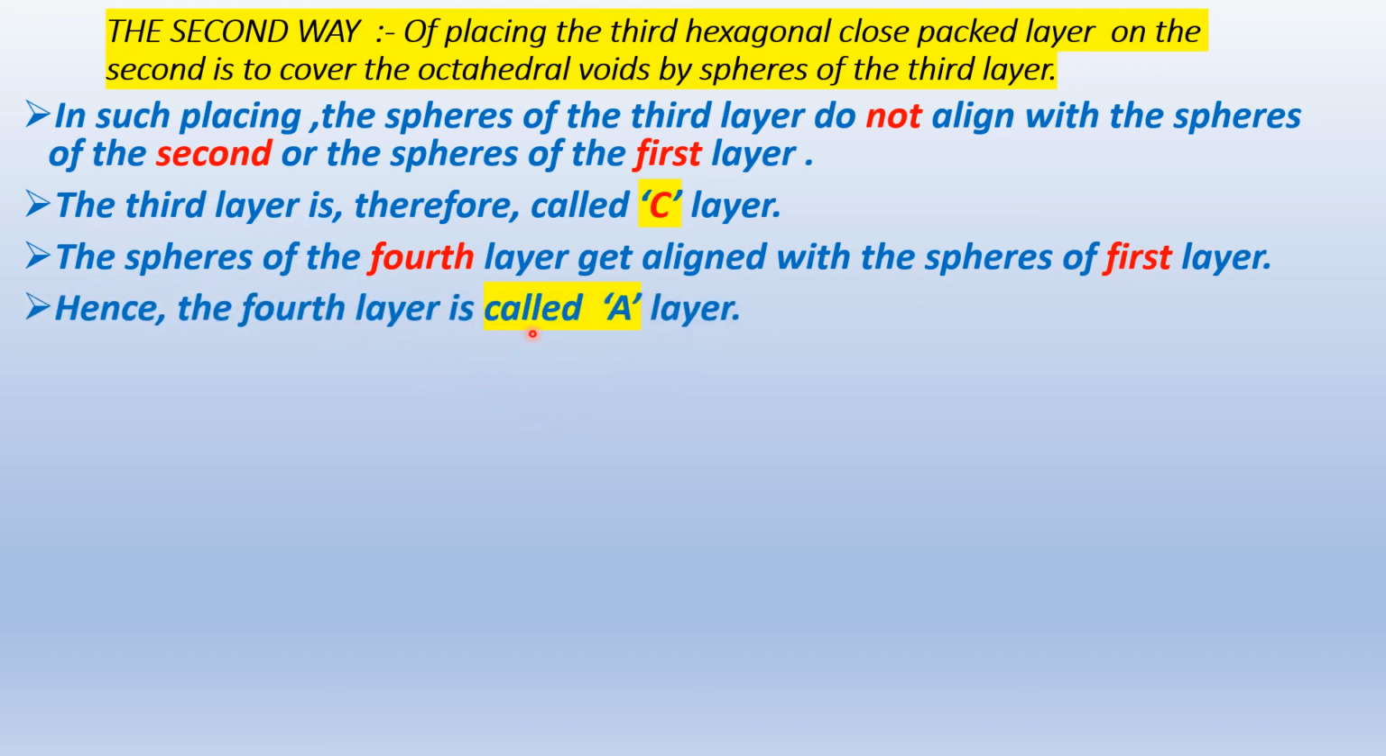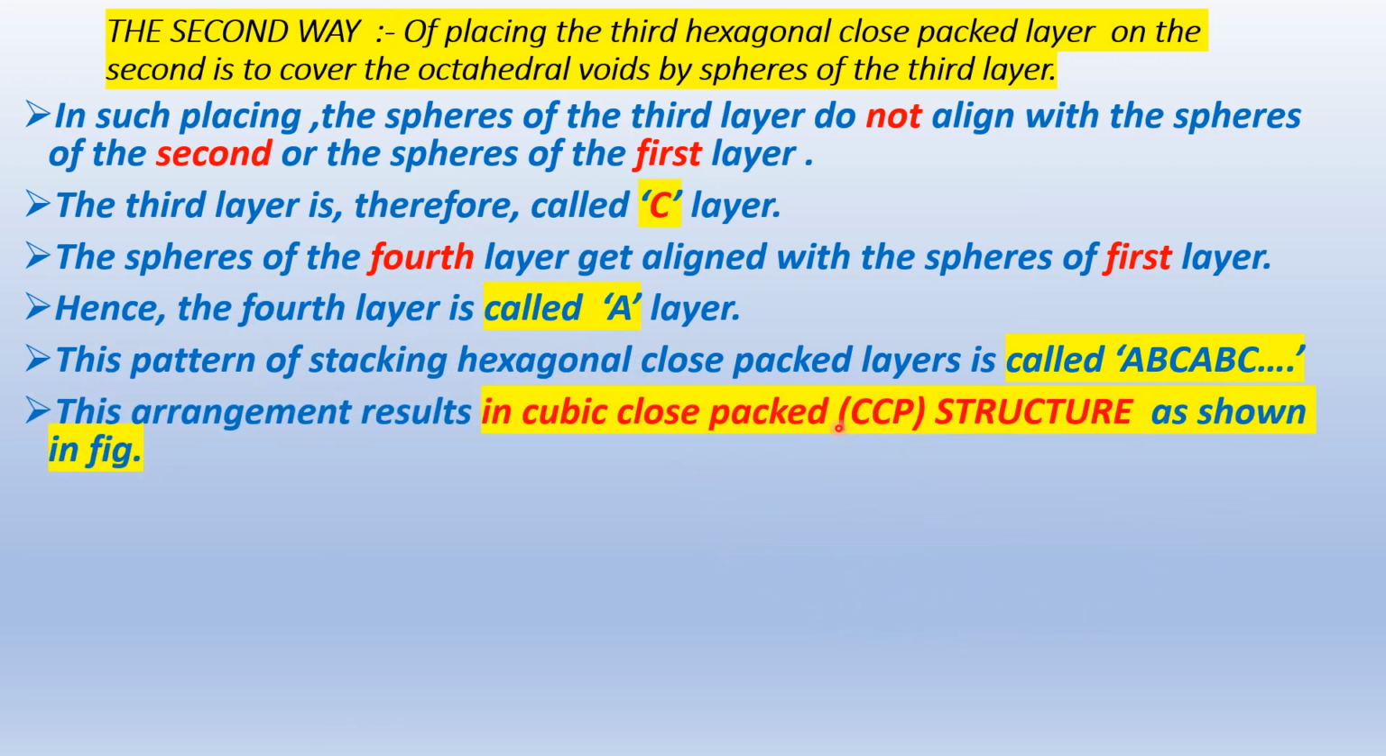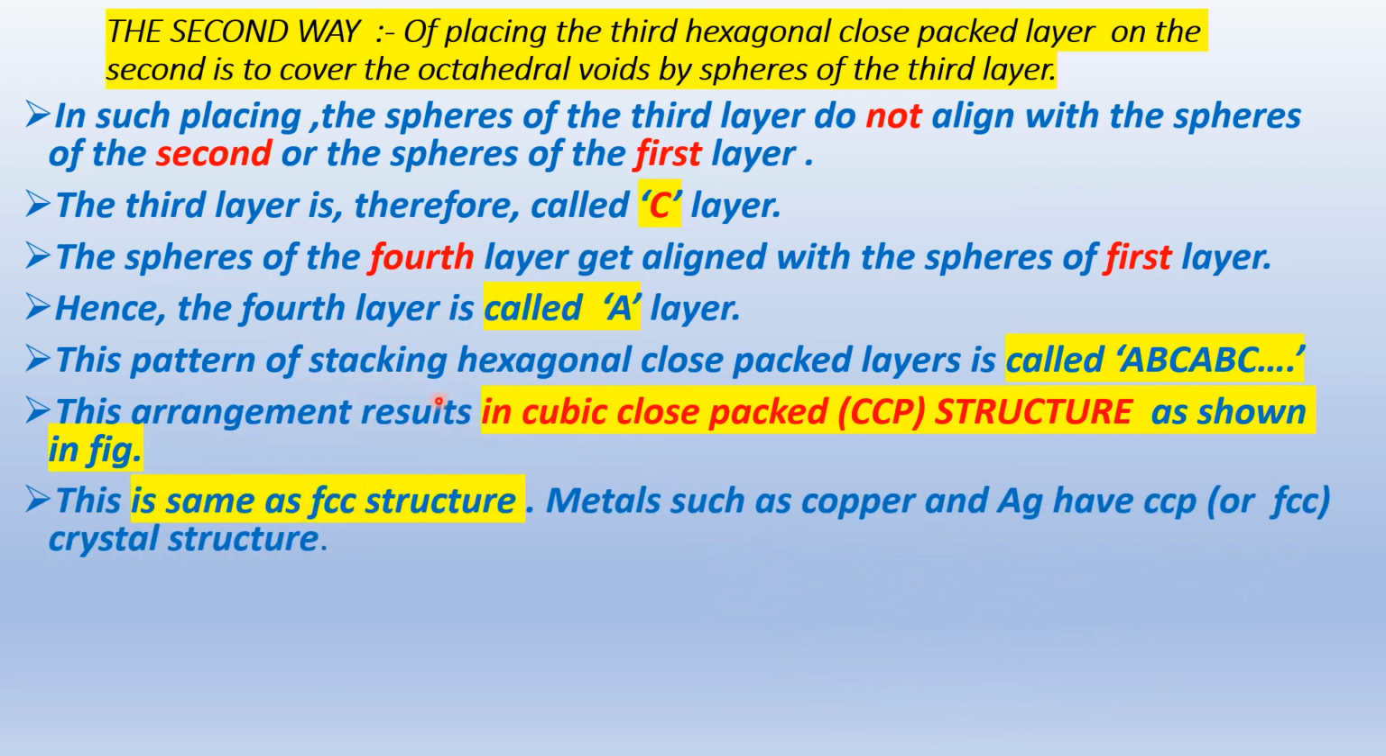Hence the fourth layer is also called A type. This pattern of stacking of hexagonal close pack layers is called ABC type. This arrangement gives the cubic close pack structure as shown in the figure. This is the same as FCC. Metals such as copper and silver have the CCP or FCC crystal structure.